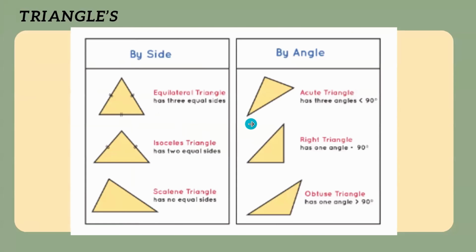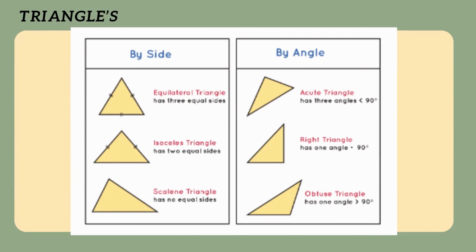Next are triangles. There are many types of triangles, such as the equilateral triangle. All three sides are equal, and each angle is 60 degrees. This is an isosceles triangle, which means two of the sides of this triangle are equal. A scalene triangle doesn't have any sides which are equal in size to another.